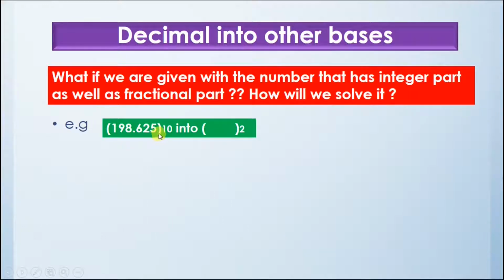So we have not done the conversion of such numbers. We did them separately, right? So what if we are given a number that has an integer part, or you can say whole part, as well as a fractional part? How will we solve it? So let's see how we will solve such numbers that have a whole part as well as a fractional part. And we have to convert the decimal number into another base, for example, binary, octal or hexadecimal.